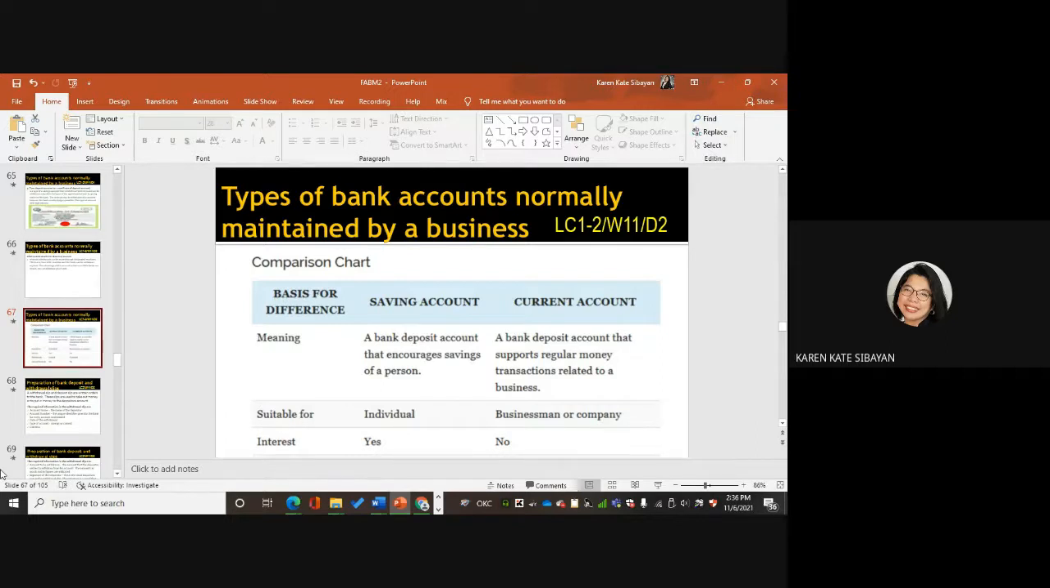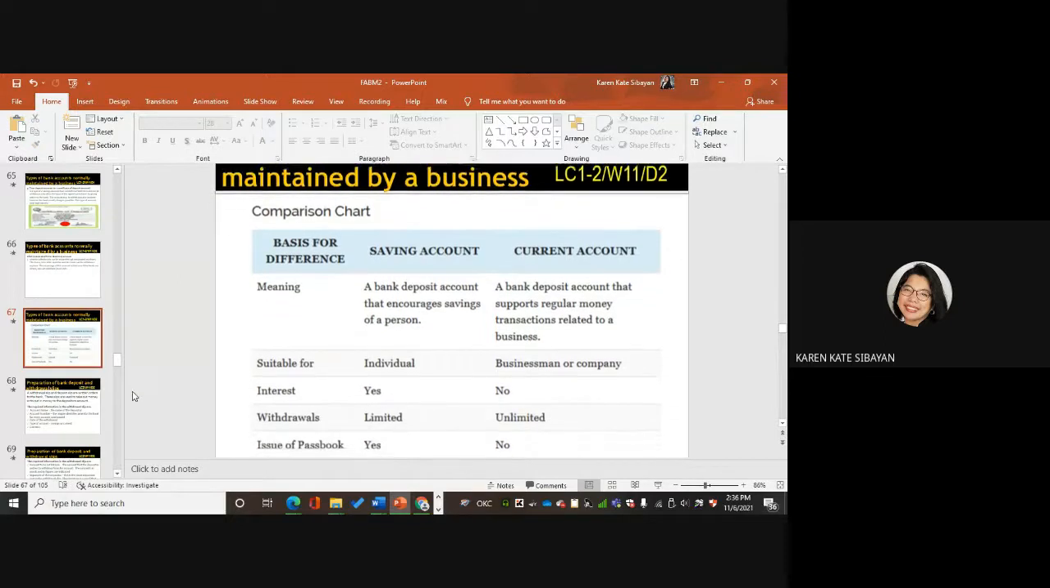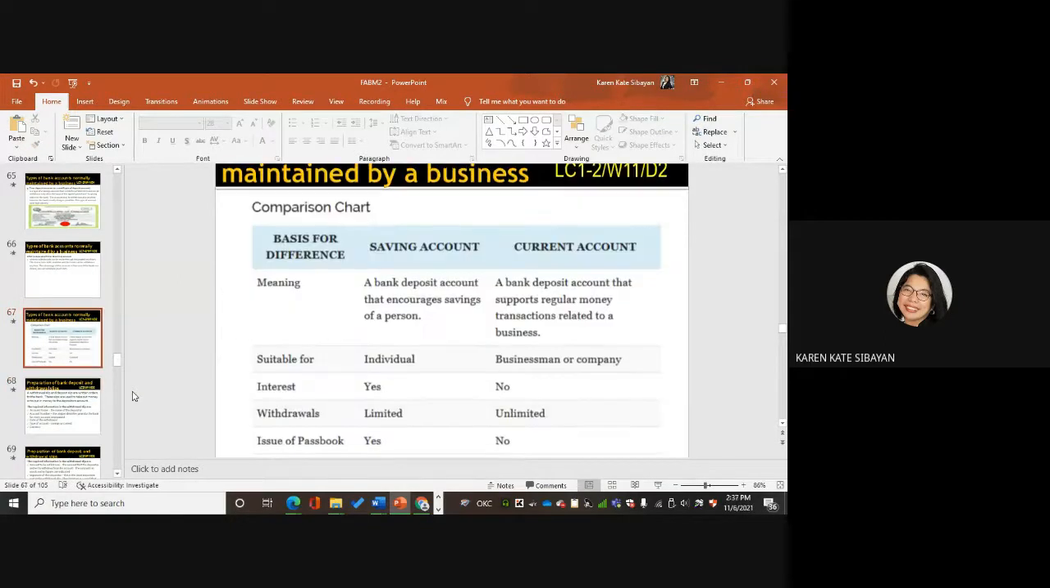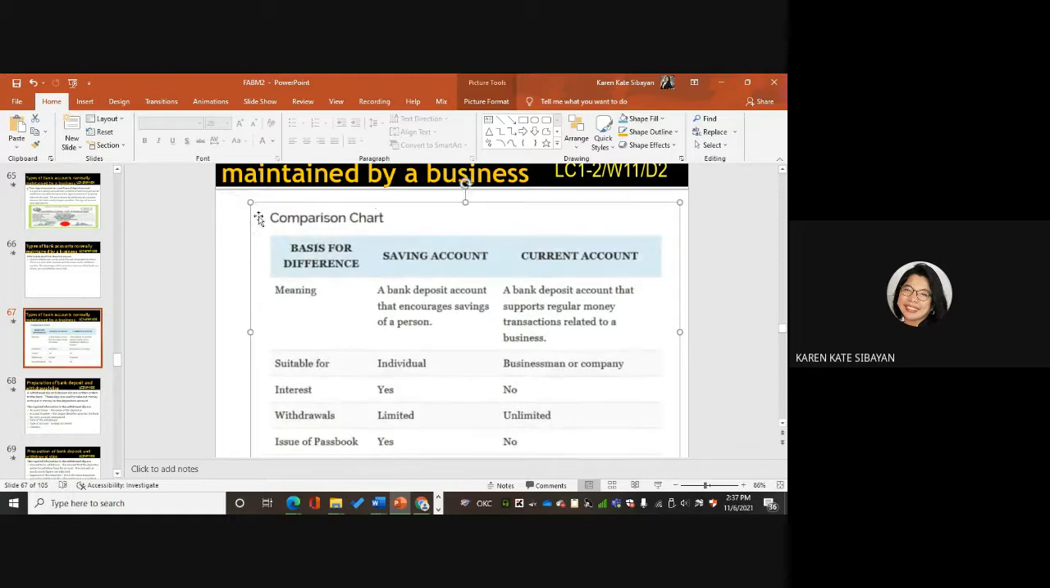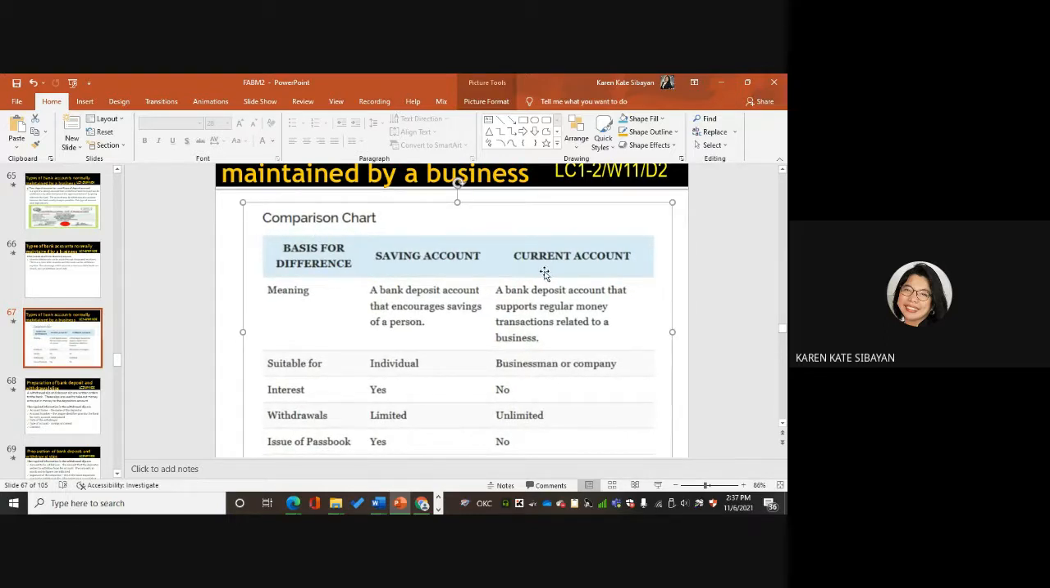Anyway, so the types of bank accounts normally maintained by a business, these are the comparison chart to determine the difference between the savings account and the current account. Okay? So dito, a bank deposit account that encourages savings of a person. So a bank deposit account that supports regular money transactions related to business. So usually, kapag ang ATM mo is yung salary, doon mo natatanggap ang salary mo, usually under current account yon. Okay? Kasi related siya sa business. Suitable for individual, business, or company.